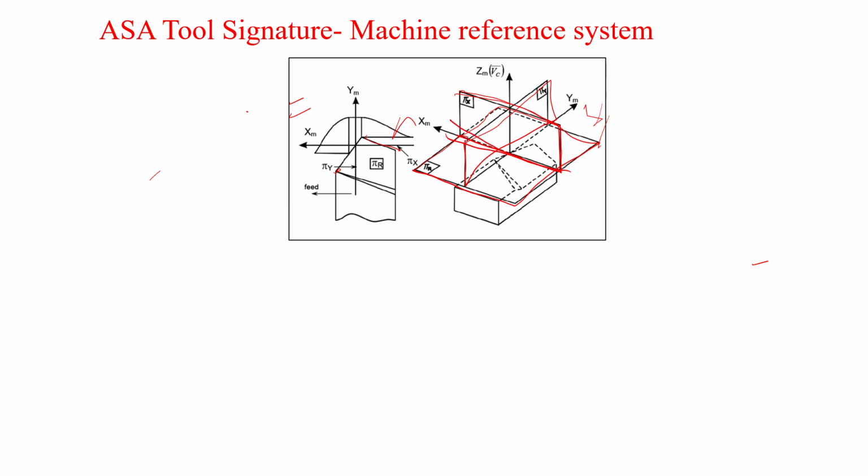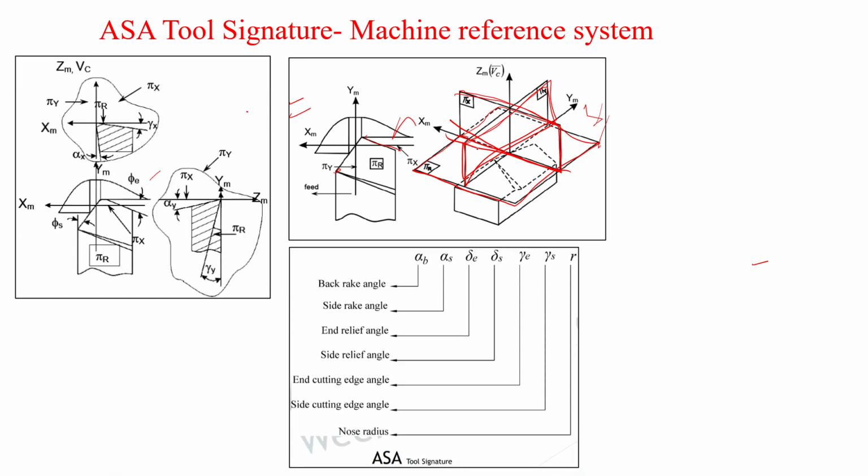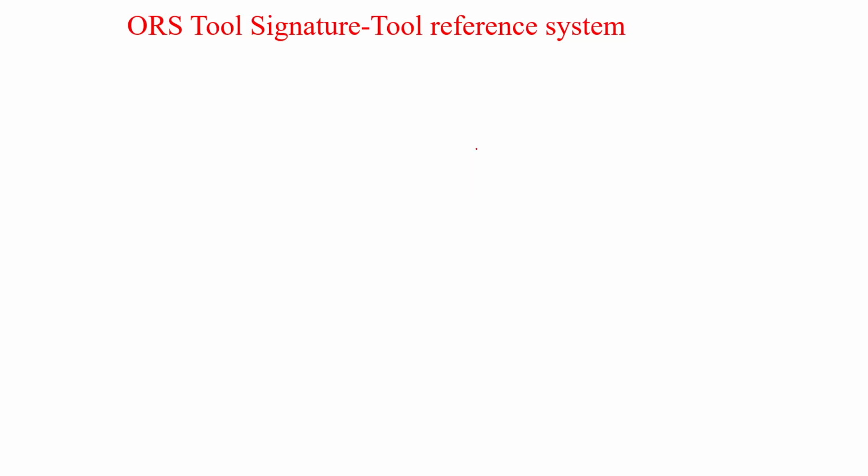And when you are measuring the angle between the rake surface and the reference plane along the y plane, this is called the back rake angle. This is mainly about the rake angle. Now, we have discussed the ASA system, the different angles, and how to denote them. I'll just move to the ORS system.